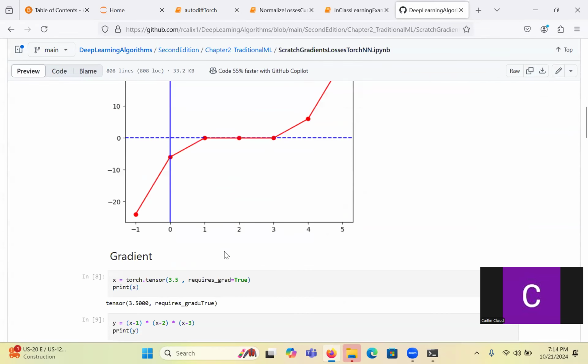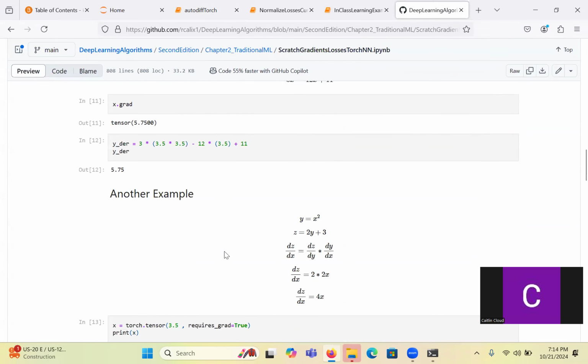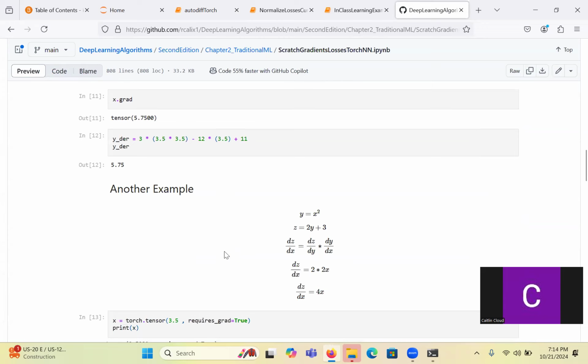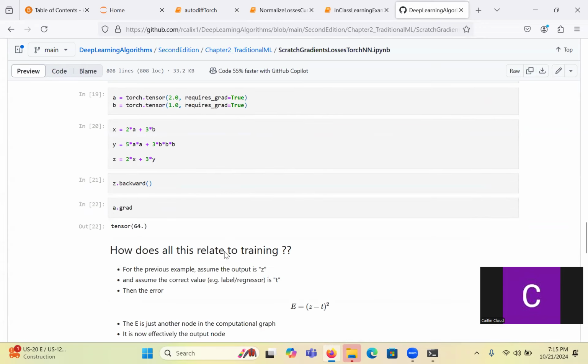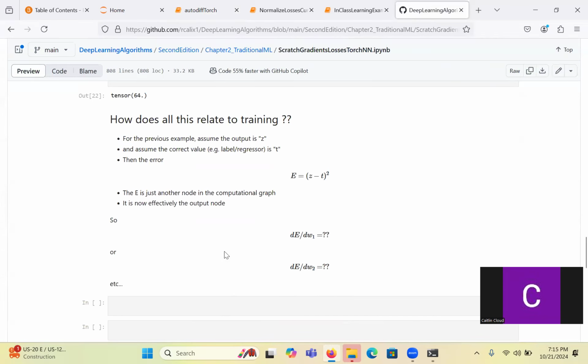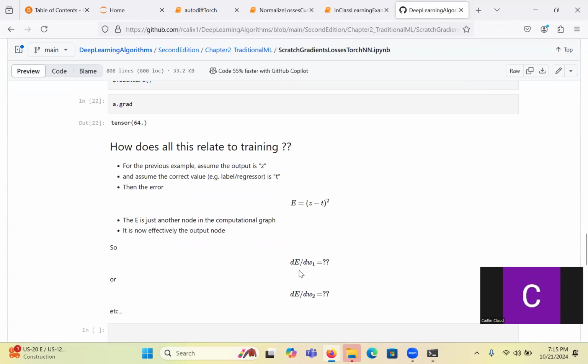So as you can see, this is really some examples of how this works. I think I have 3 examples. But notice that in the end, I'm tying it to how I started the conversation with E equals C minus T squared. And that is MSE, basically, one of the losses that you understand.